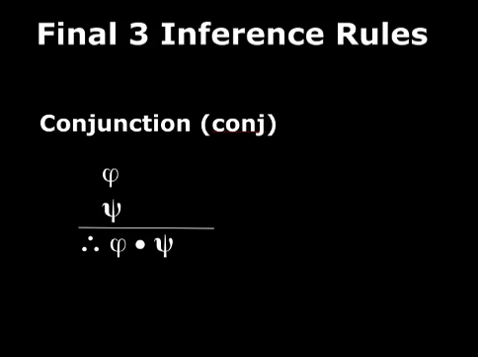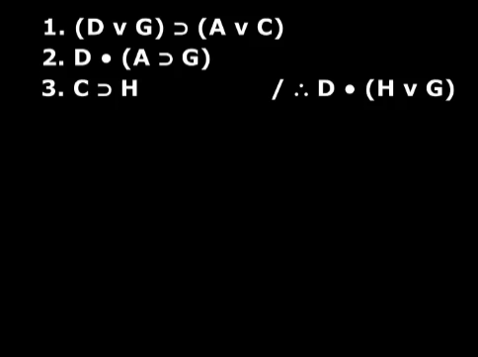And then finally, conjunction, which just says if you have 2 statements already on lines of your proof, you can conjoin them into a conjunction. It's sort of the opposite of simplification. Okay, let's see some examples.